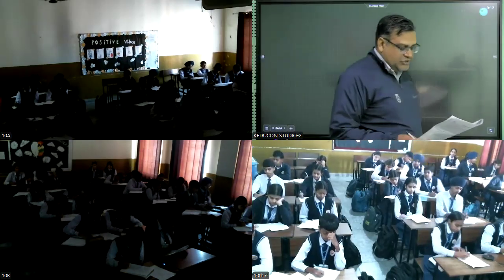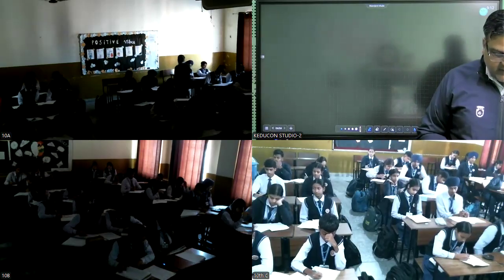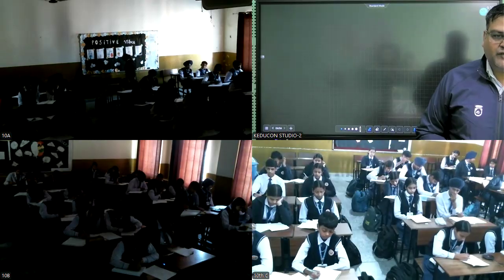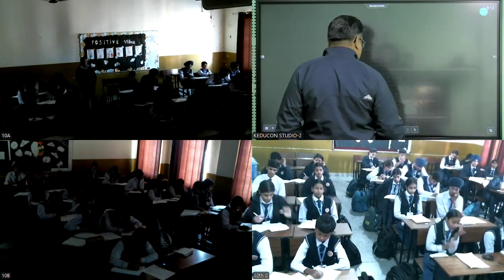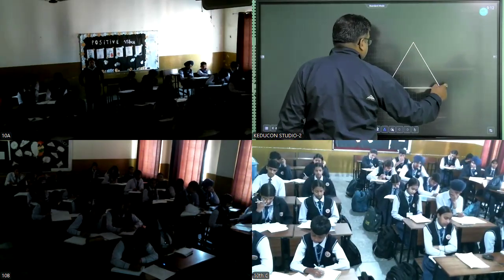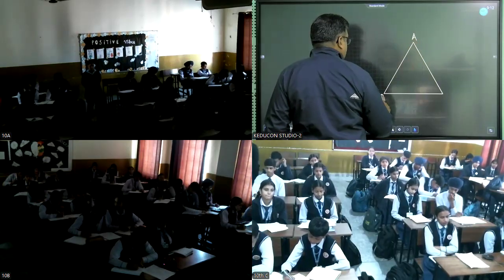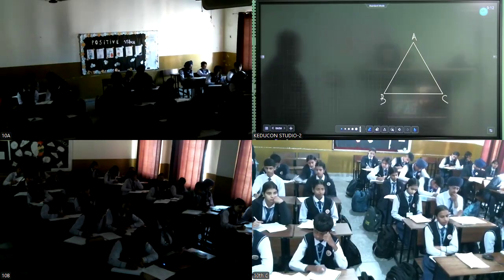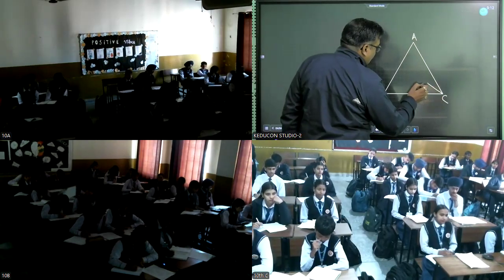Now comes question number 10. If A, B, C are the vertices of a triangle, find the length of the median through the vertex C. How to find this? Let's see. Let's say this is the triangle ABC. Since we have to find the length of the median through C, first draw the median.